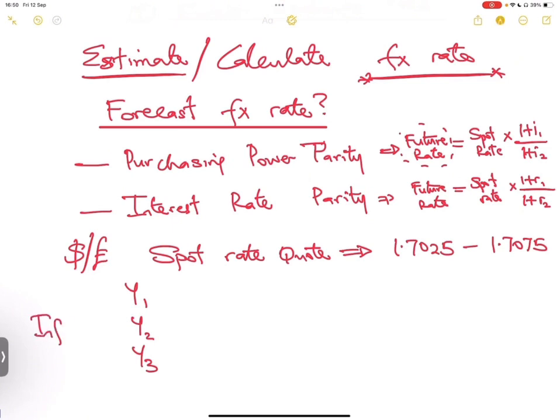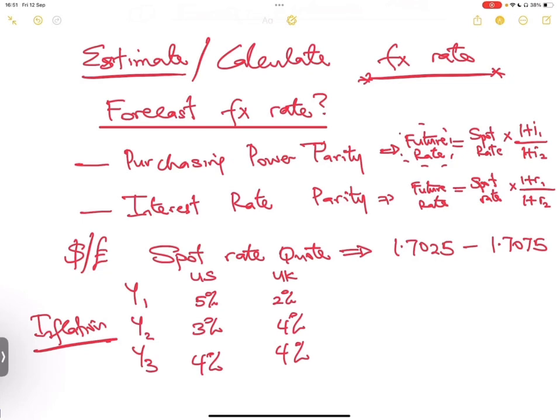Then this is the inflation data I'm giving you now: inflation in the US is 5%, 3%, 4%, and inflation in the UK is 2%, 4%, 4%. So tell me, for cash flow in year one, what exchange rate should we be using? For year two, what exchange rate should we use? And for year three, what exchange rate should we use?